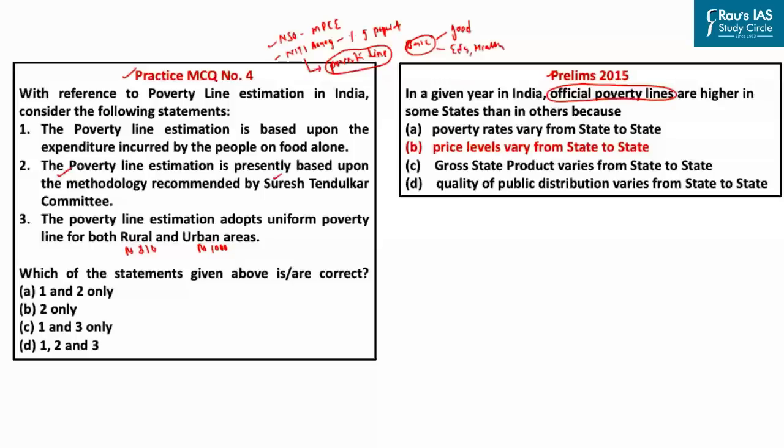So if you look at the first statement which is given here, this first statement is wrong because apart from food, we also take into account the expenditure of the people on education as well as health. The third statement is also wrong because we have a different poverty line for rural and urban India. So accordingly, the right answer would be B.